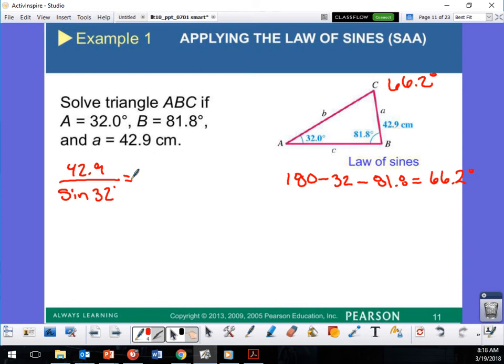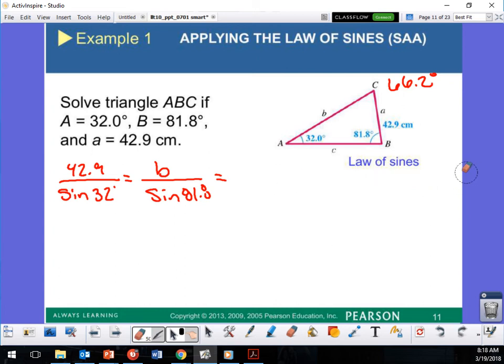All these are going to be cross products. That's A and little a. Now B and little b: it would be little b, because that's an unknown, over sine of 81.8 equals. Now my last one is going to be C, so it's going to be little c over sine of 66.2.